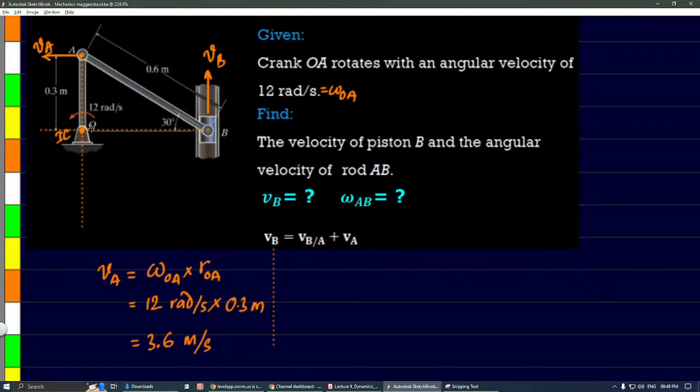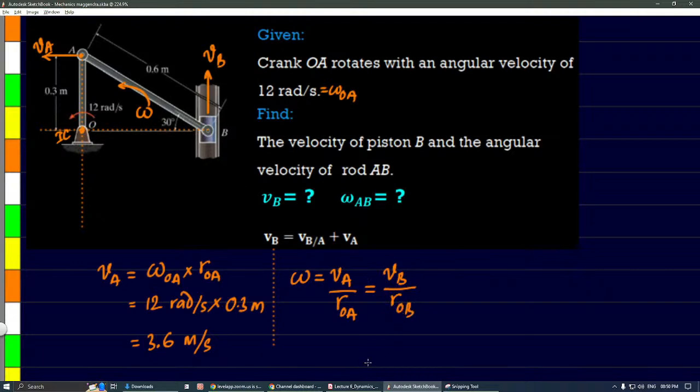About this instantaneous center, whatever omega is there, that omega will remain the same. That omega will be equal to VA divided by the radial distance OA, and it is also equal to VB divided by the radial distance OB.